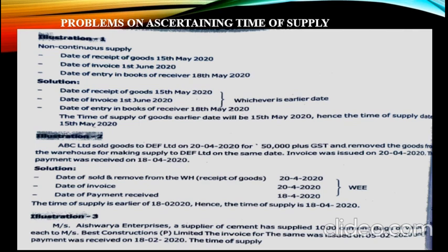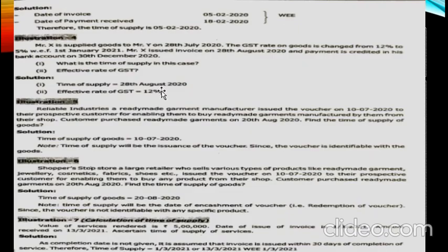So the supplier of the cement supplied 1,000 cement bags at a value of 300 each to Best Construction Limited. The invoice date is 5th February 2020 and the payment received date is 18th February 2020. So only two dates are given. Among these two dates we should find out whichever is early. The date of invoice and the date of payment received, both are given. Among these, the earlier is 5th February 2020. So the time of supply will be 5th February 2020.